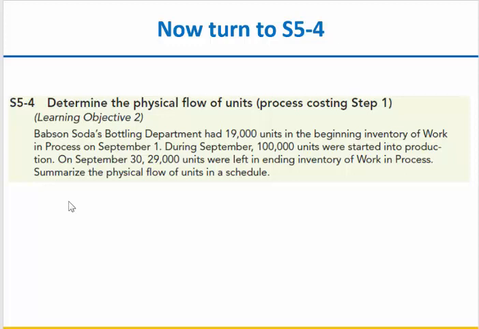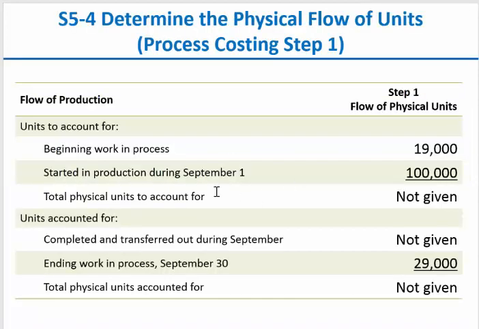This company had 19,000 units in the beginning inventory of work in process on September 1st. During September, 100,000 units were started into production. So in addition to 19,000, you're going to have 100,000 units. On September 30th, 29,000 units were left in the ending inventory. Summarize the physical flow of units in a schedule. If you pull out the question information and use a table to display all these numbers and status, here is what's happening.